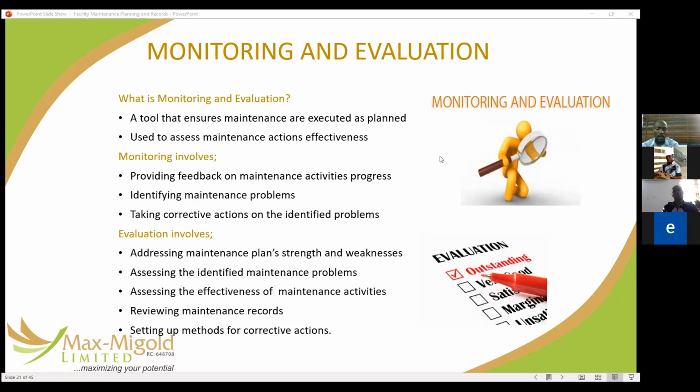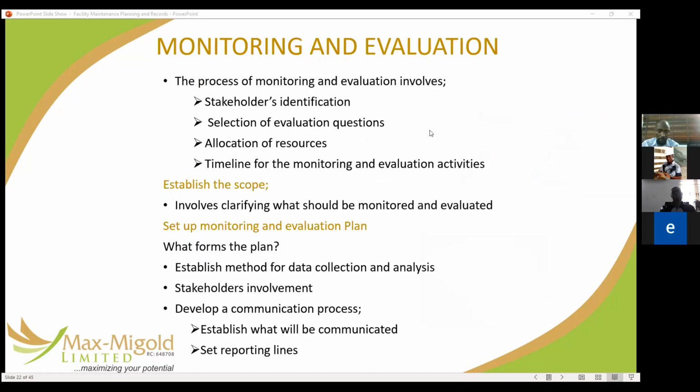Then evaluation helps you to review your maintenance record. It also helps you to set up methods of corrective action. These are what you gain when you monitor and you evaluate your maintenance activity very, very well. So monitoring and evaluation is the process of monitoring and evaluation.